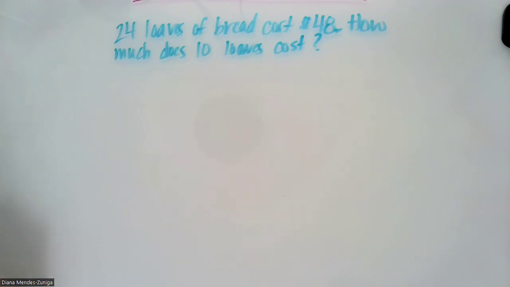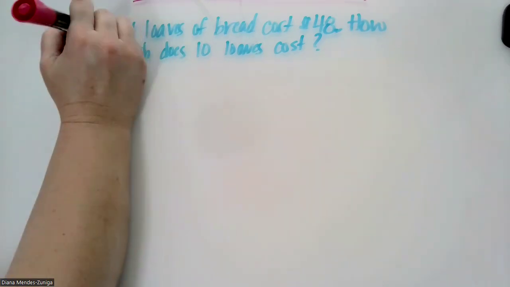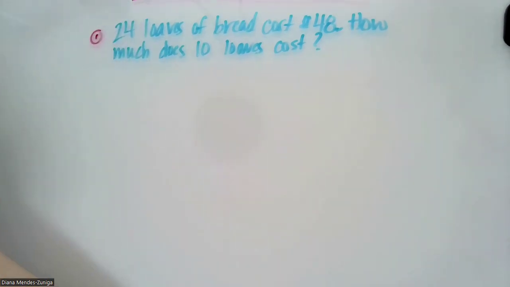Okay, so my pen color is a little light on this one, but let me read it to you. It says, 24 loaves of bread costs $48. How much does 10 loaves cost? This is the same type of problem, but this is going to be on page number 25. So we're still in Math Workbook 3, but it's page 25, and this is problem number 1, okay? So we have to read, what is the question asking us? The question's asking us, how much does 10 loaves cost?